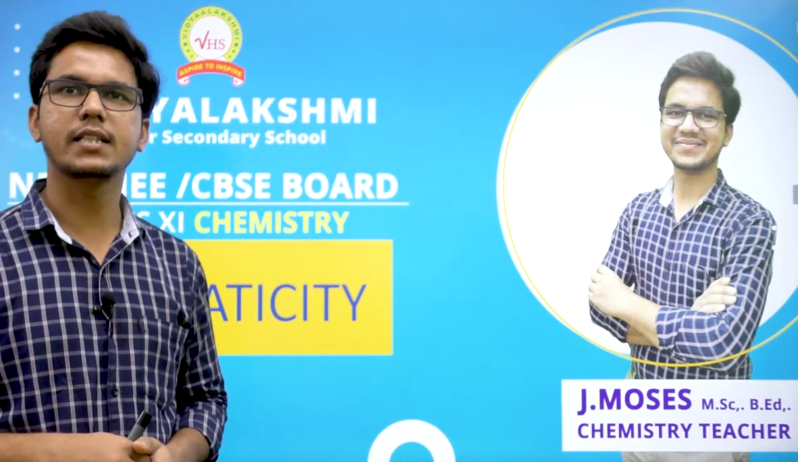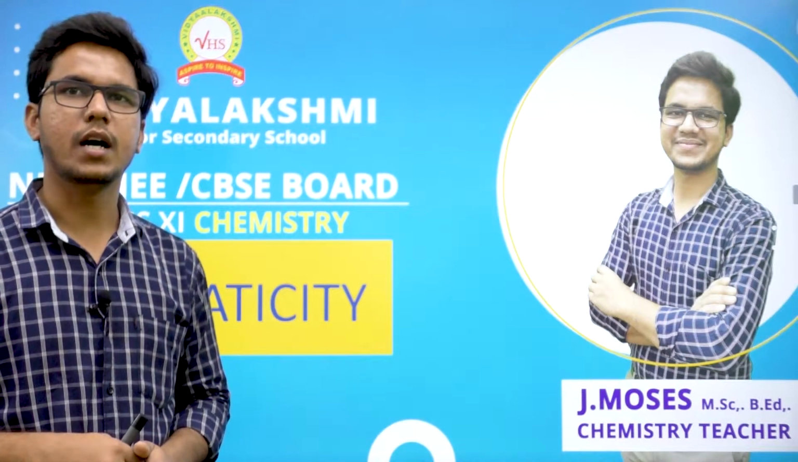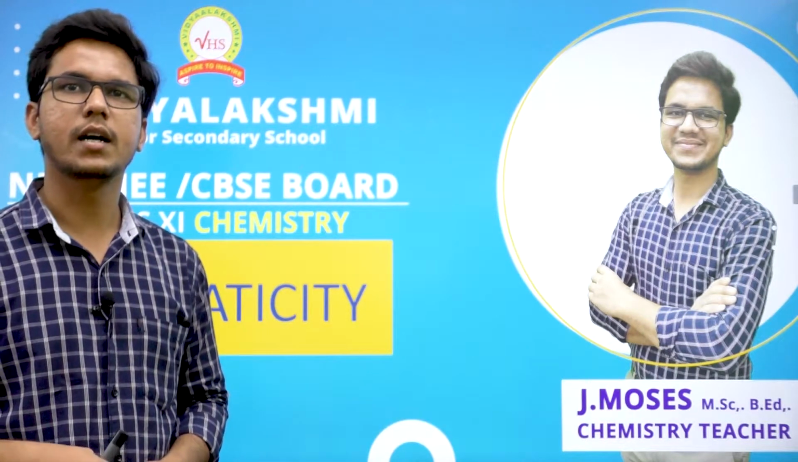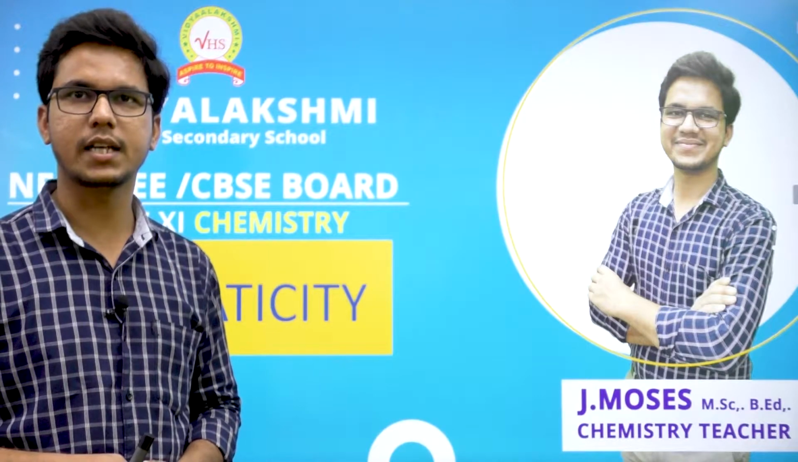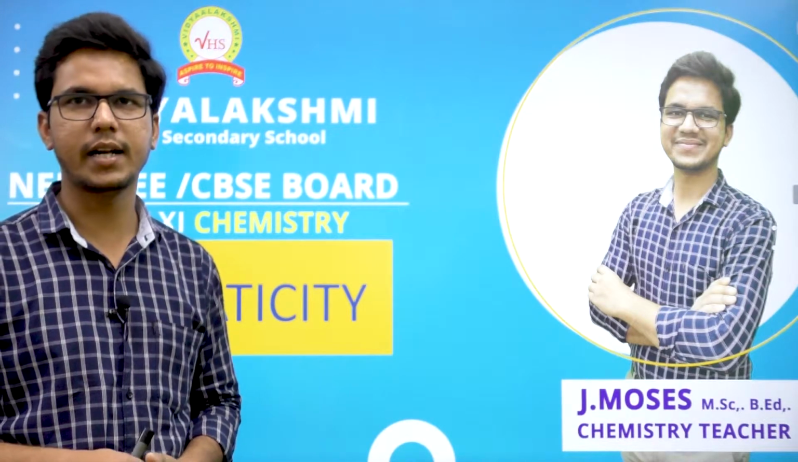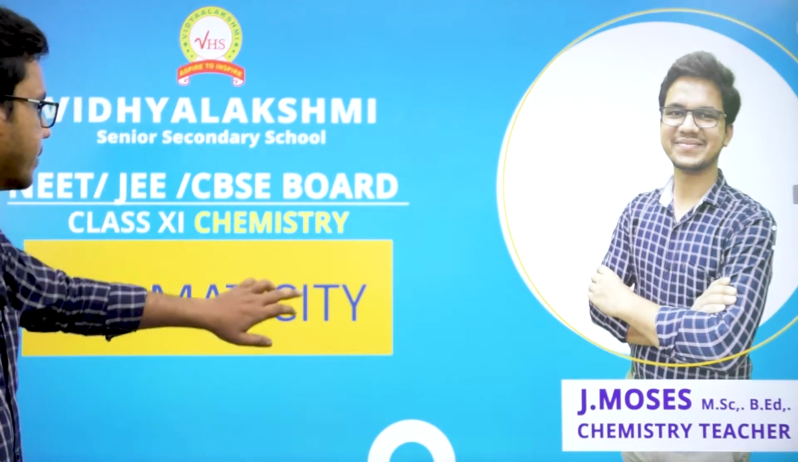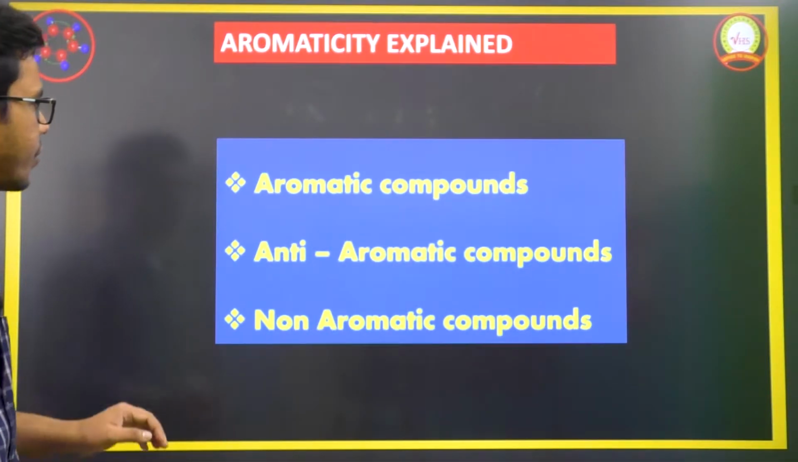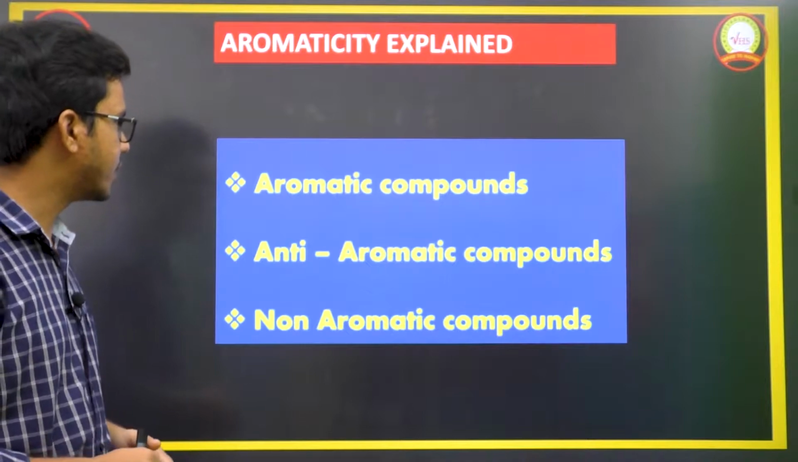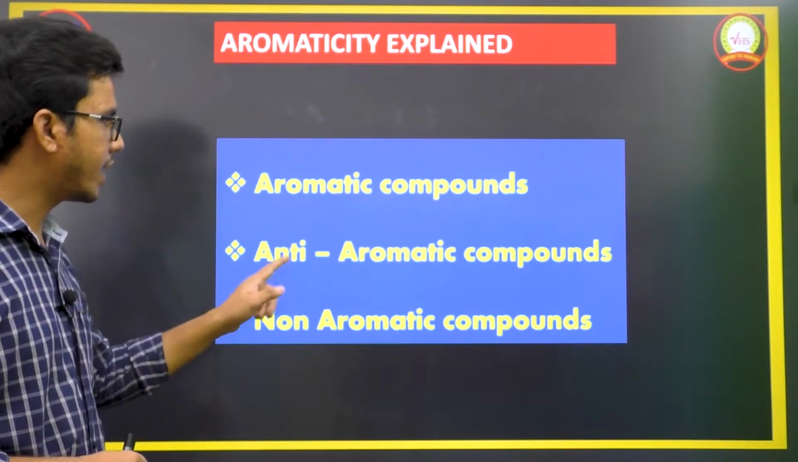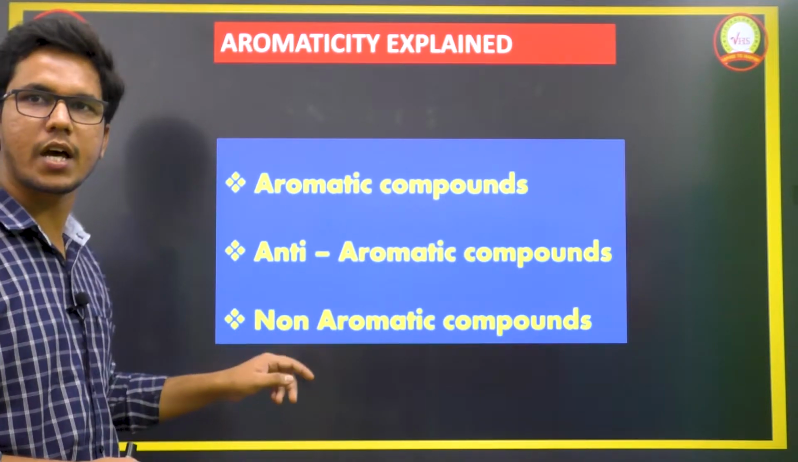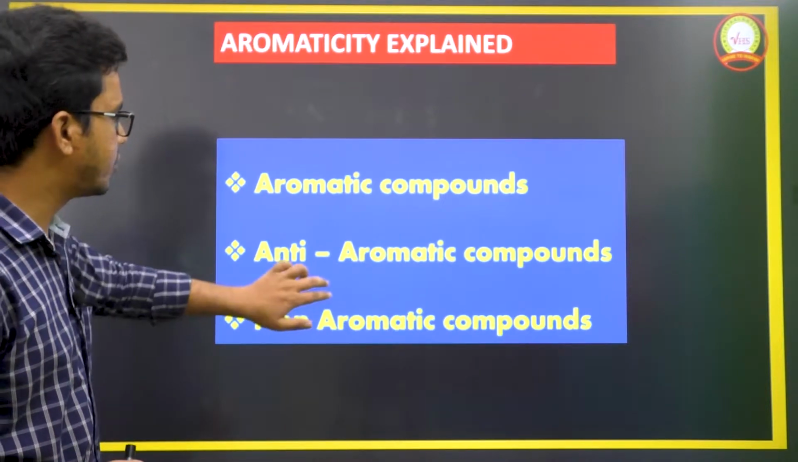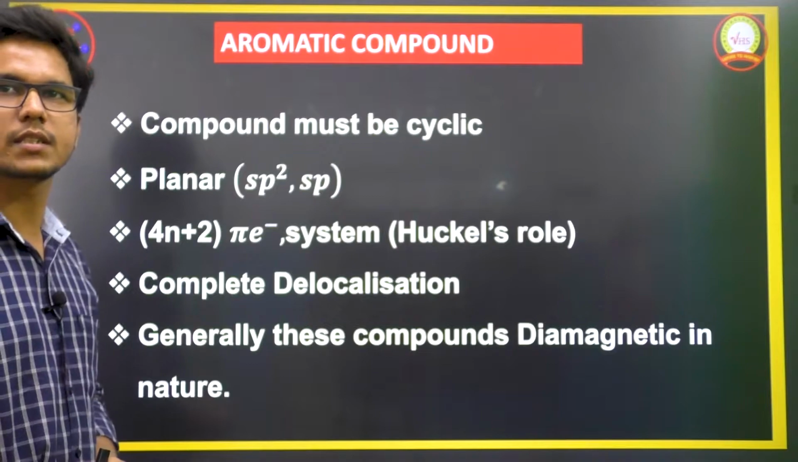After discussing all these conditions, we will go through n number of examples by which we can identify whether a compound is aromatic or aliphatic. Let us see one by one here. In aromaticity, we are going to discuss three kinds of compounds: aromatic compounds, anti-aromatic compounds and non-aromatic compounds. Let us see some of the conditions by which we can identify that a compound is aromatic.